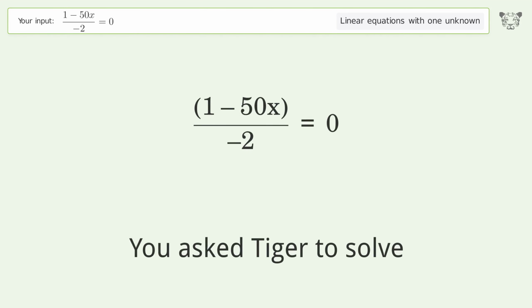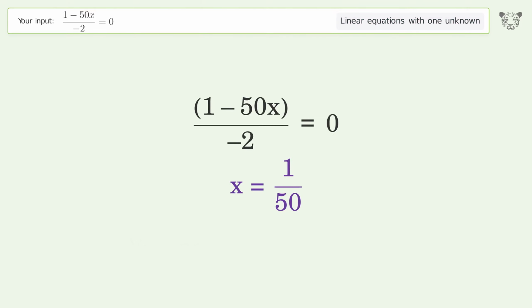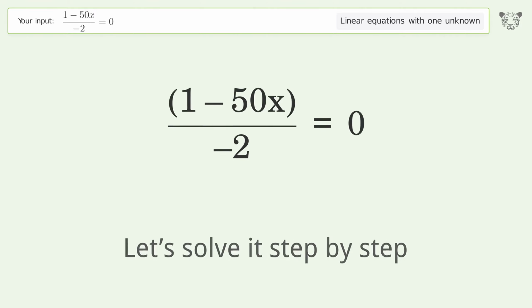You ask Tiger to solve. This deals with linear equations with one unknown. The final result is x equals 1 over 50. Let's solve it step by step.